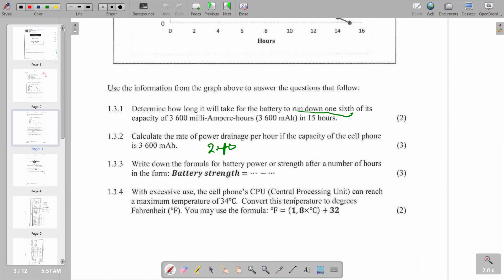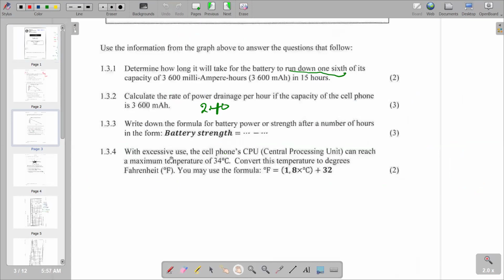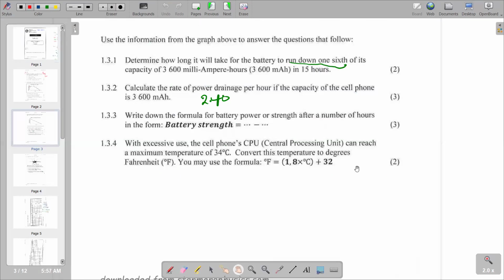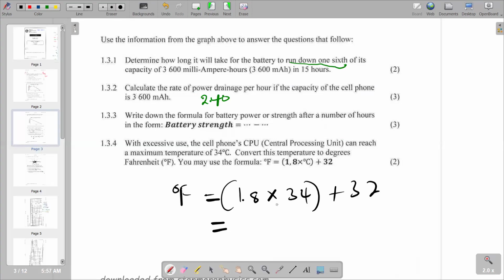Excessive use. The cell phone CPU can reach a maximum temperature of 34 degrees Celsius. Convert this temperature to degrees Fahrenheit. You may use the formula Fahrenheit equals 1.8 times degrees Celsius in brackets plus 32. So very simple. We are just going to substitute our 34 into degrees Celsius, and then we can find the Fahrenheit. So Fahrenheit is 1.8 multiplied by 34, and we calculate like that and see the answer.